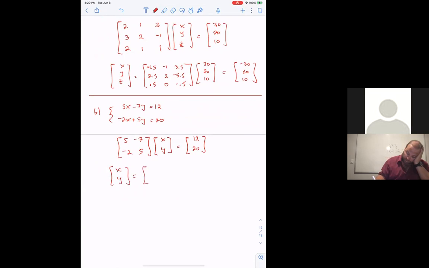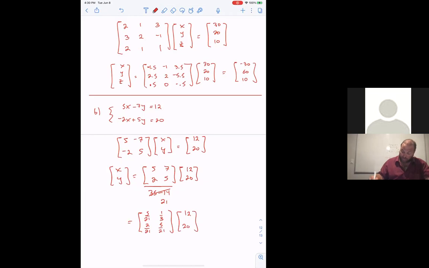It is the inverse of this. Those switch places. Those change signs. Divide by 35 minus 14, times 12, 20. 35 minus 14 is 21. So I get 5 over 21, 7 over 21, 2 over 21, 5 over 21, times 12 and 20.